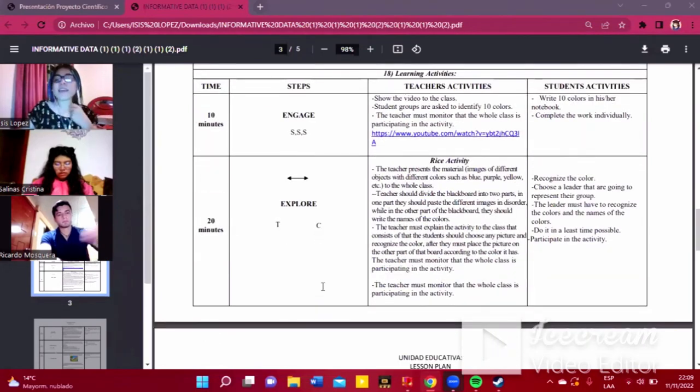The second activity is to explore. For this activity, we have 20 minutes because it's like a race activity. So the teacher presents the material.